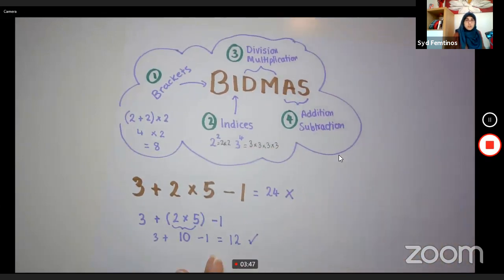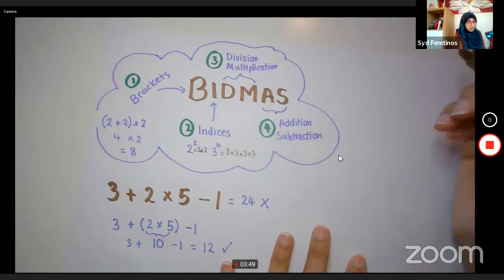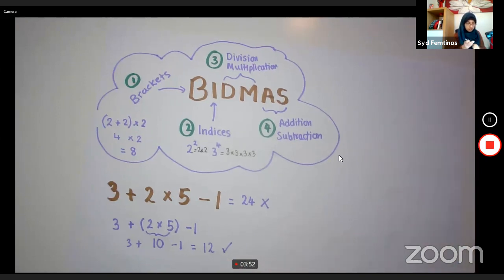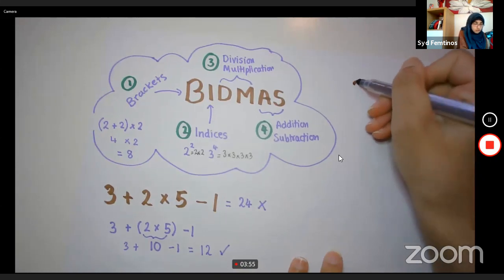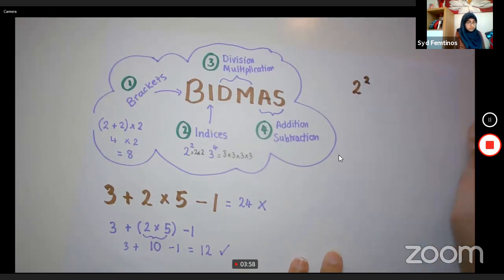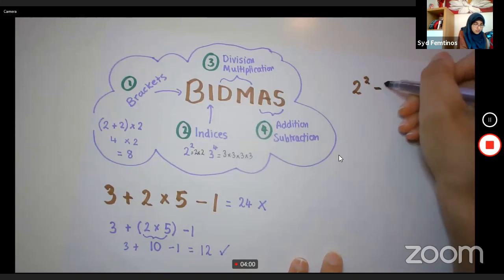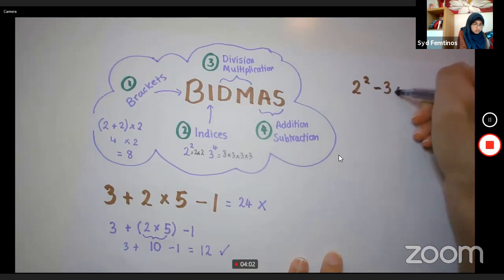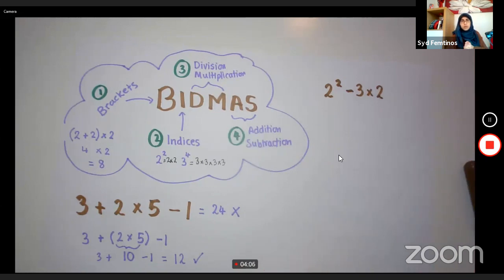Right, I'm going to put another one over here. Let's see what you guys come up with. We're going to do 2 squared, take away 3 times by 2. Ooh. So we've got indices in this one. We've got a multiplication and we've got a takeaway.